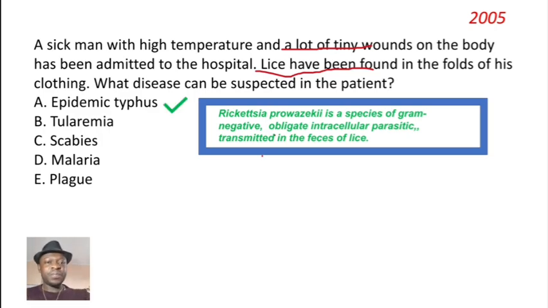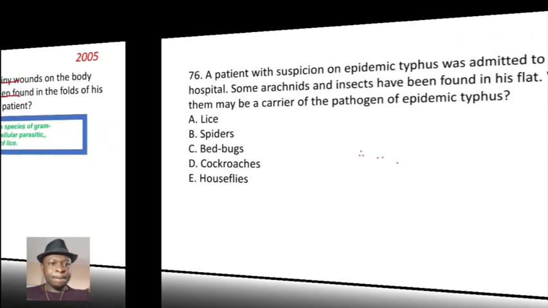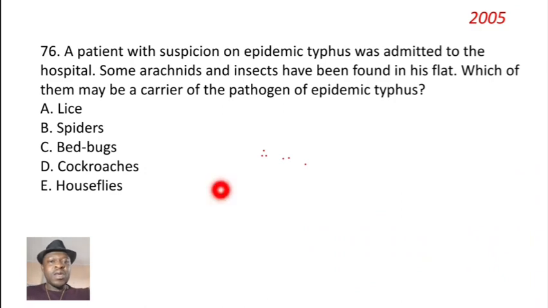I have this question again the other way around. Okay, let's see it. It says a patient with suspicion of endemic typhus, right? This was the answer in the previous question, was admitted to the hospital. Some arachnids and insects have been found in his flat. Which of them may be a carrier of the pathogen of endemic typhus, right? It's lice, right? It's lice.